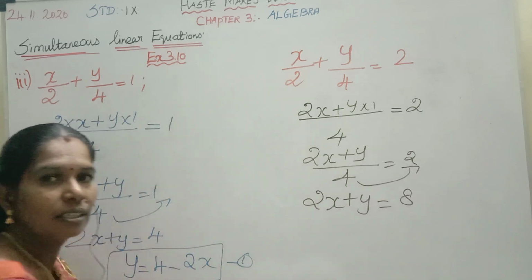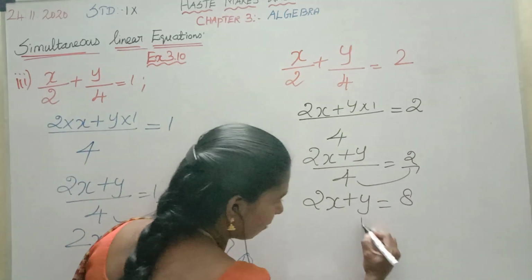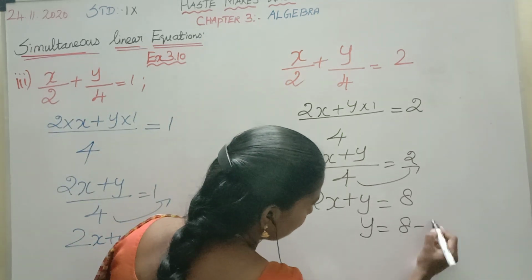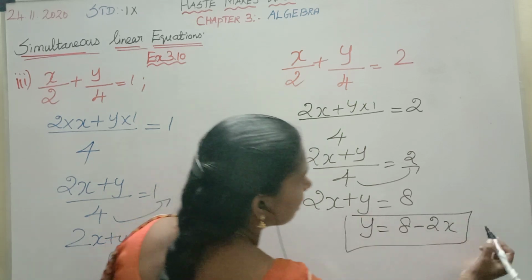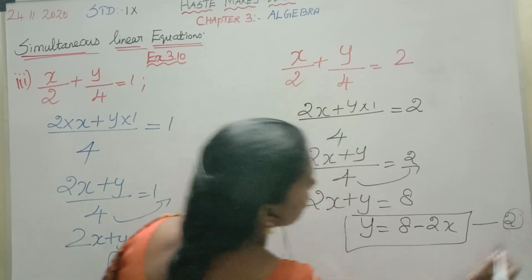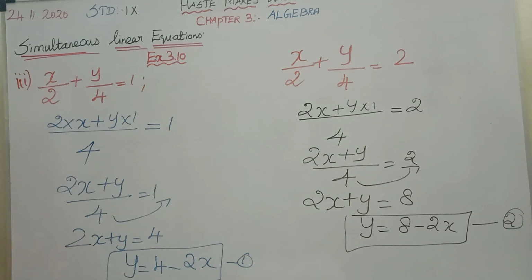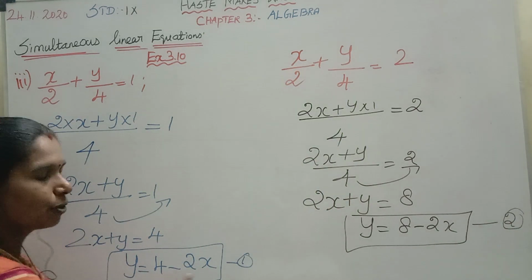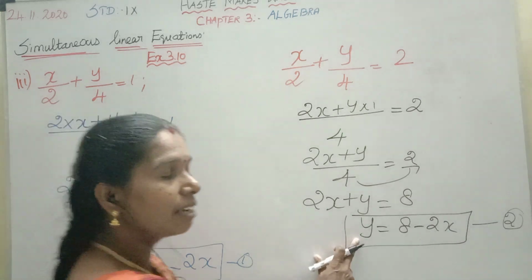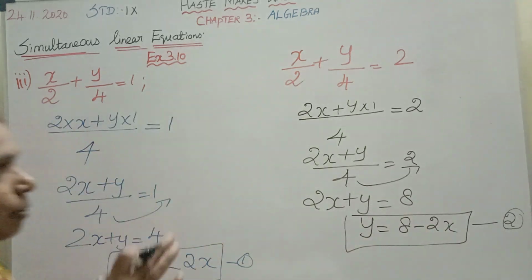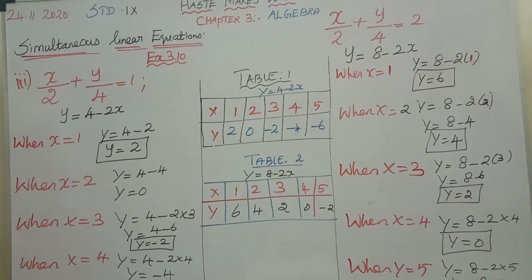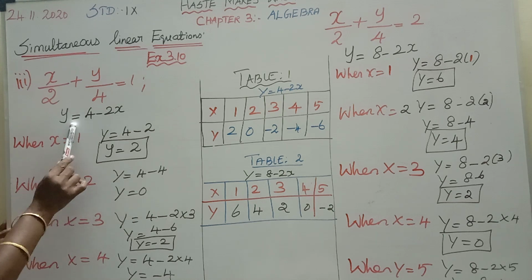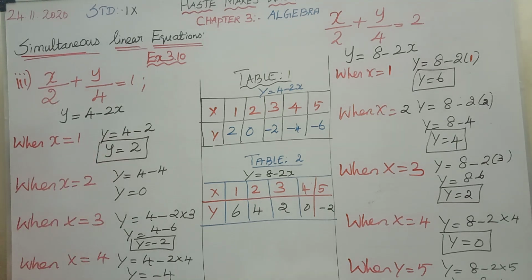Now I want y equal to mx plus c form. Therefore y equal to 8 minus 2x. This plus 2x comes to that side means you are getting minus 2x. So this is equation number 2. Now I got two linear equations. One is y equal to 4 minus 2x and another one is y equal to 8 minus 2x. Now we are going to find the table values for these two equations. Okay, now first equation y equal to 4 minus 2x, a simplified equation.